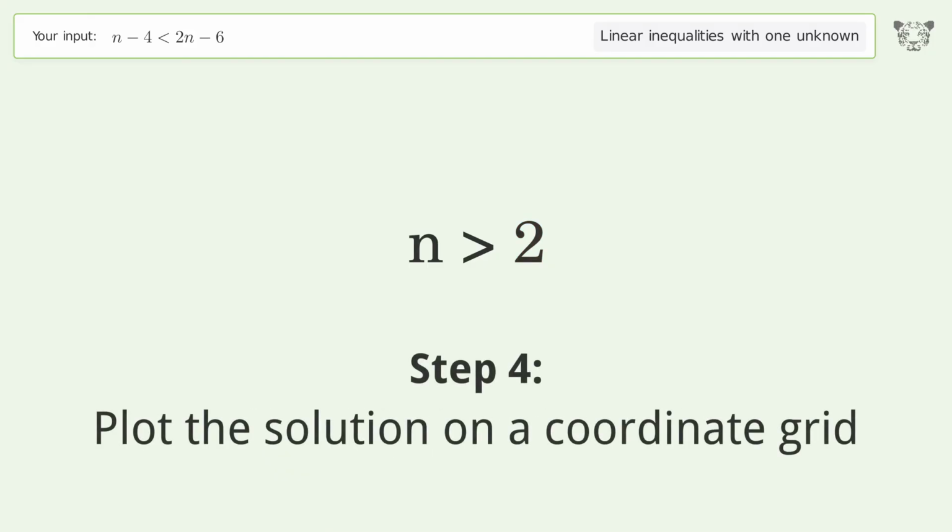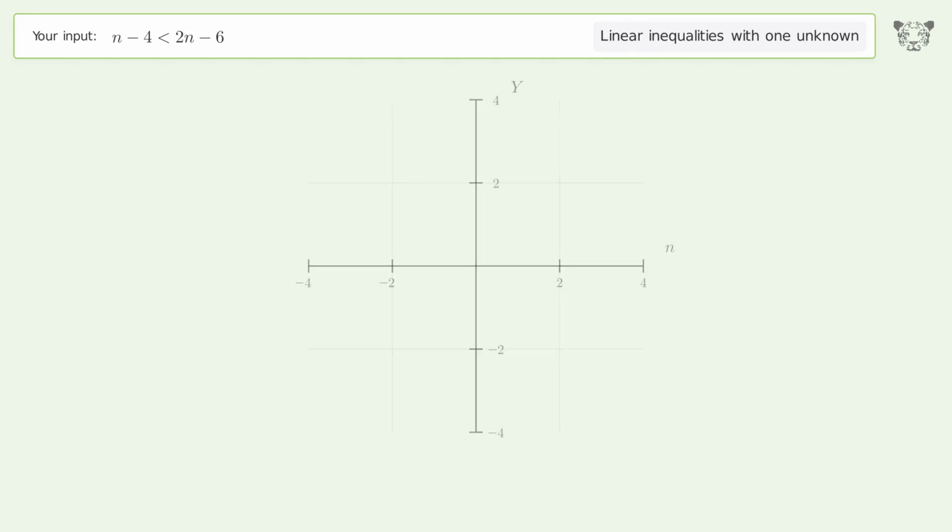Plot the solution on a coordinate grid. And so the final result is n greater than 2.